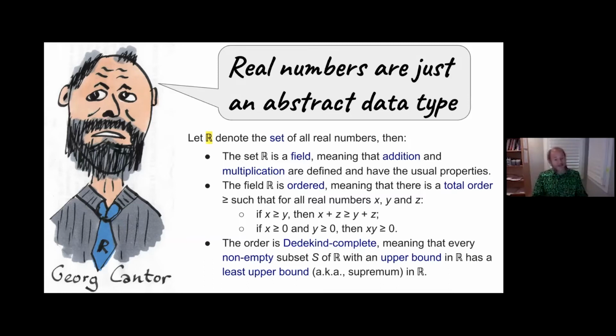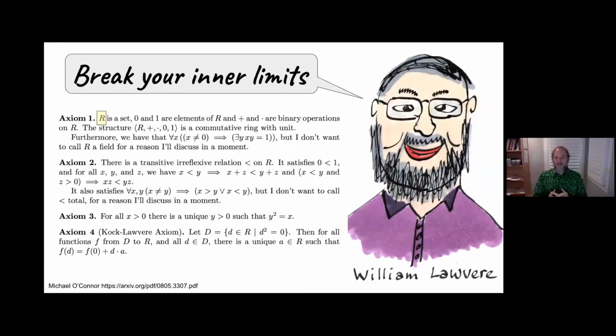Now, if this is an abstract data type, why would we stick with this version of reals? And we don't have to. So here's another version of real numbers, and this is the William Lawvere version, synthetic differential geometry. It is defining another set of real numbers with some different axioms.